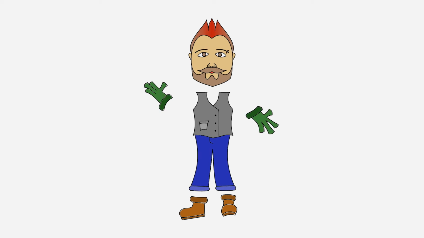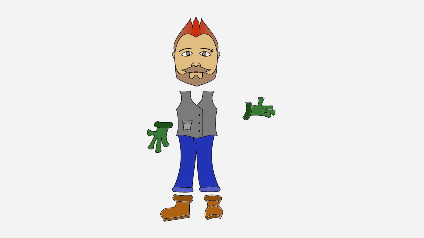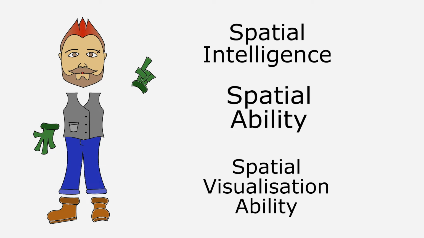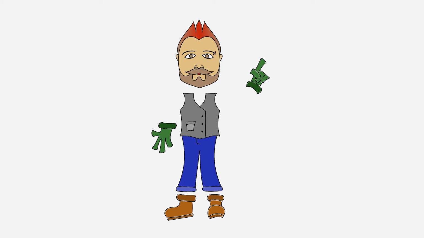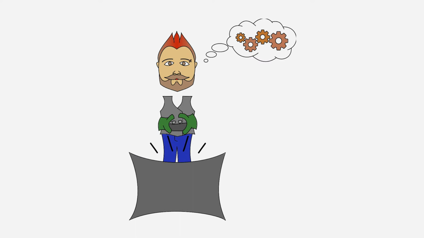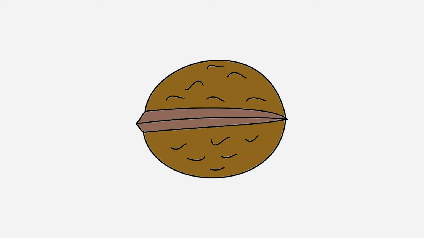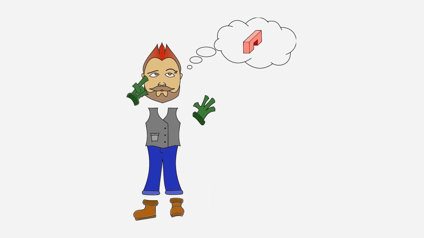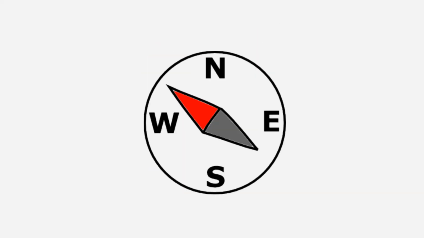Hello guys! In this video I'm going to talk about spatial reasoning. Spatial reasoning is also known by other names such as spatial intelligence, spatial ability, or spatial visualization ability. I will explain what spatial reasoning is, its components, and show you how you are using it when you play video games. In a nutshell, spatial reasoning is the ability to imagine objects, rotate them, and orient them in the space.